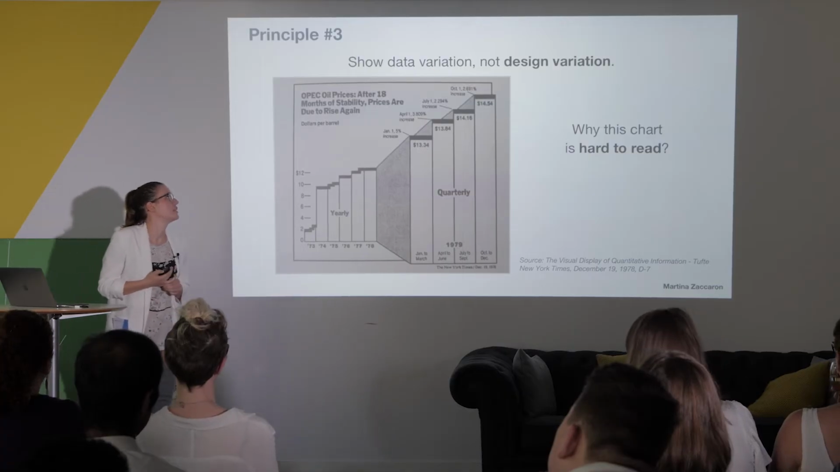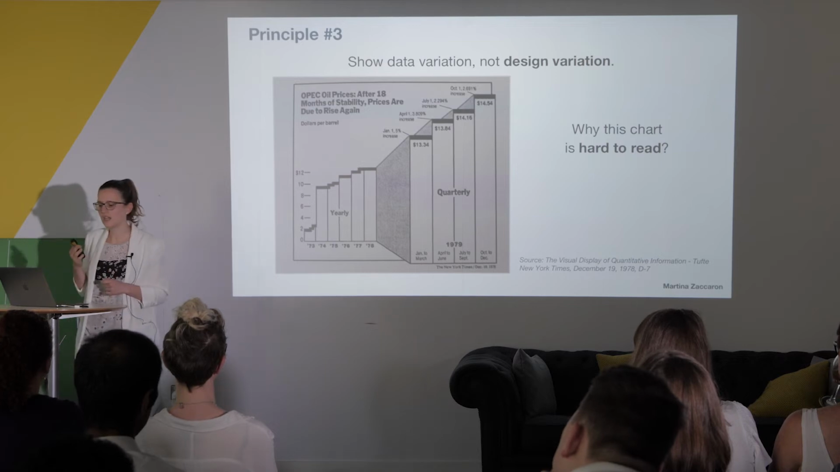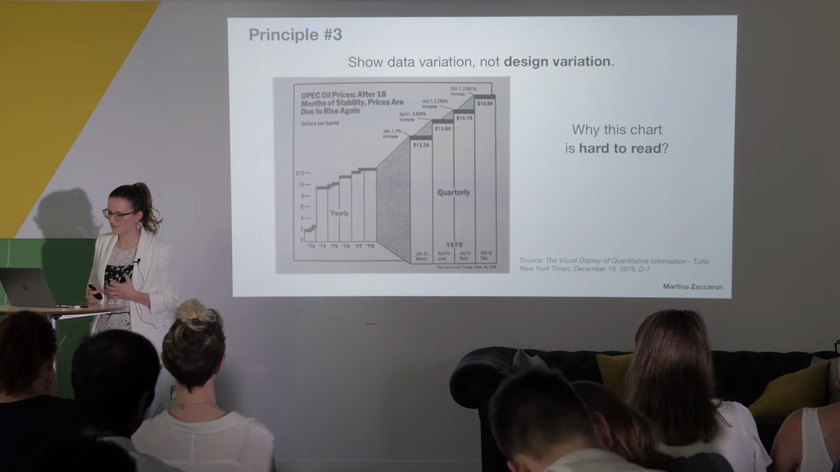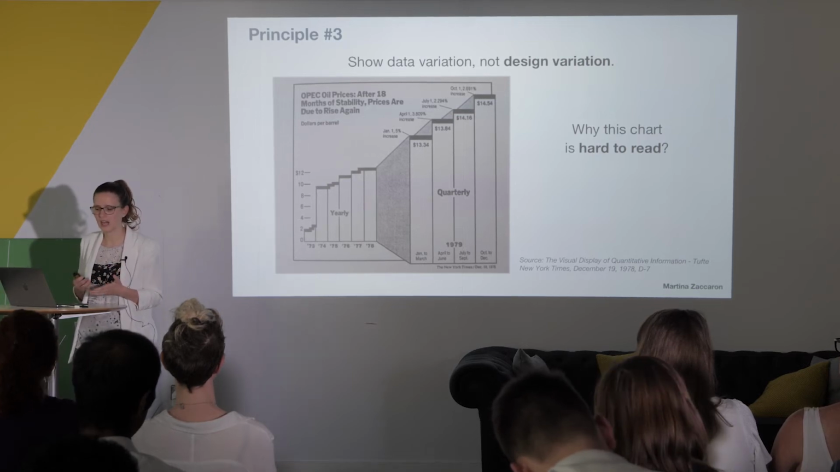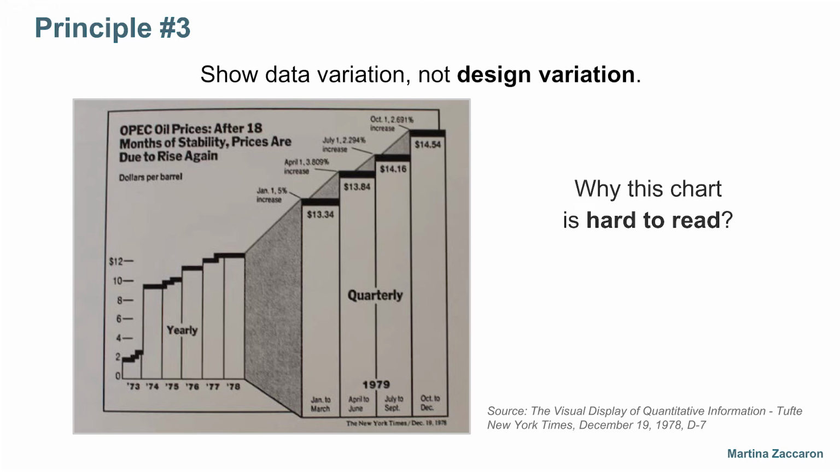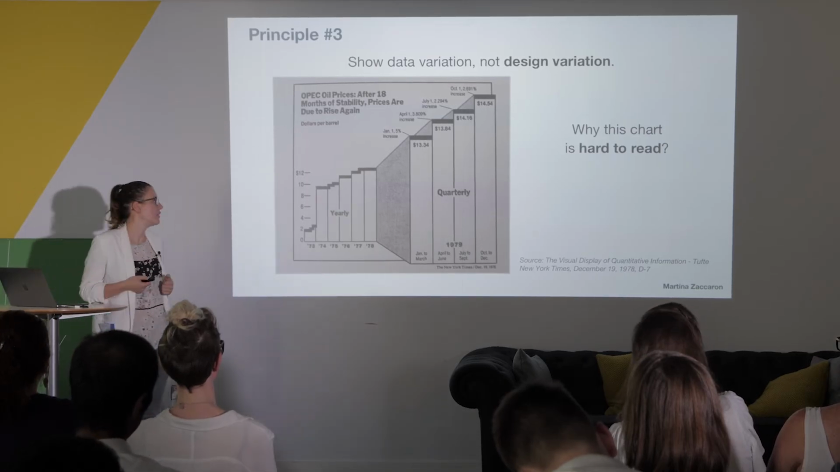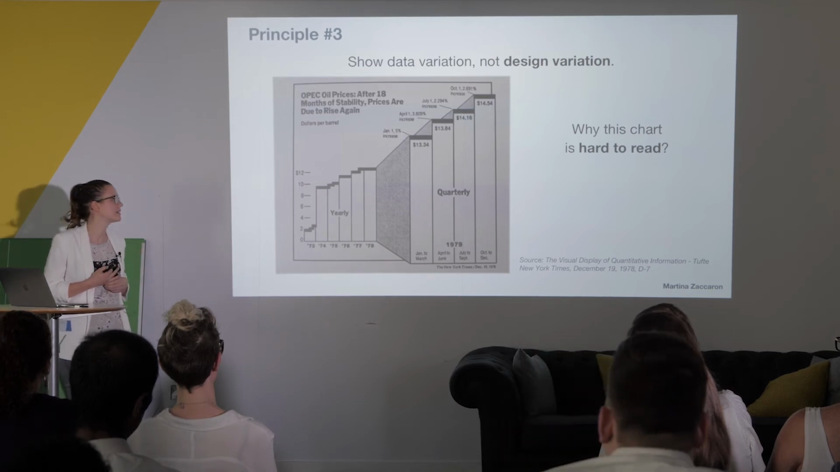The third principle is: show data variation, not design variation. As you can see in this chart, there are some problems which make it hard to read, because it wants to make the point of the rise of the crude oil price, but it has different scales in the vertical axis, because the 12 doesn't scale to the 13 in the second half of the chart, and also it has different time scales, yearly and then quarterly. And moreover, it doesn't take inflation into account, so it is a bit misleading.